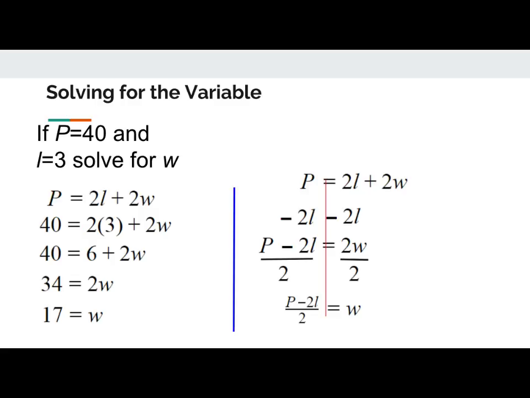But the concept, or the idea, is that we want to be able to isolate a variable so that this formula can be used to find W over and over and over again.